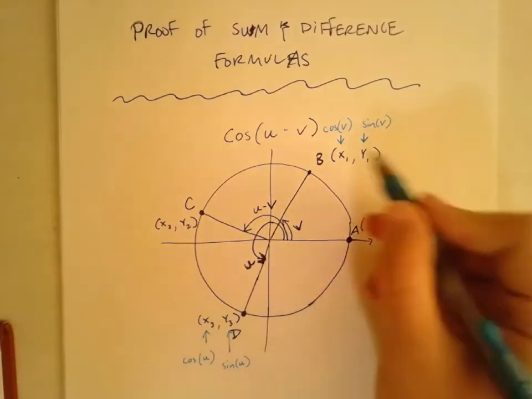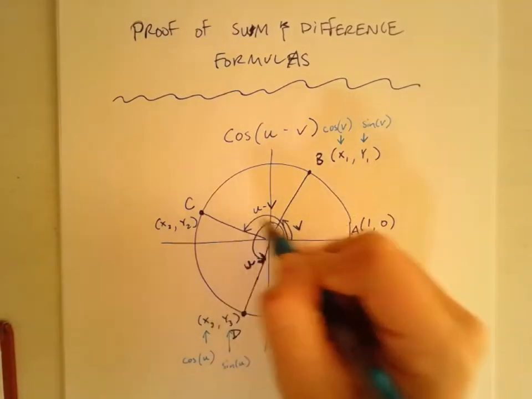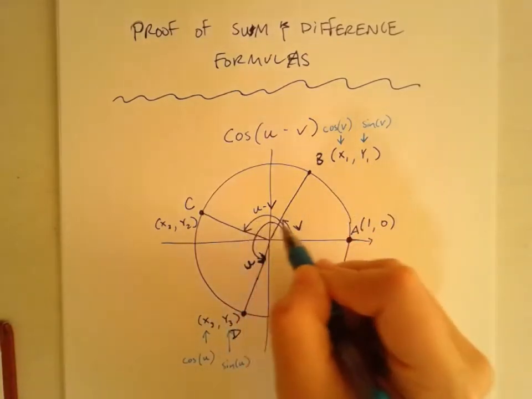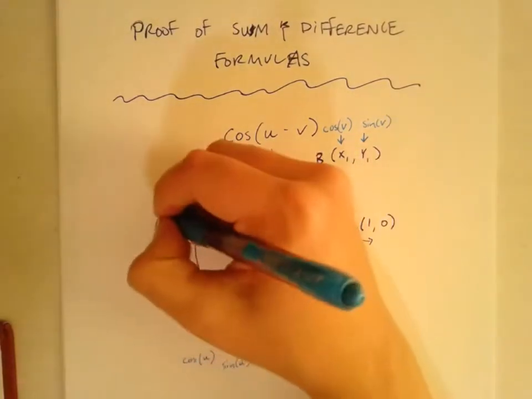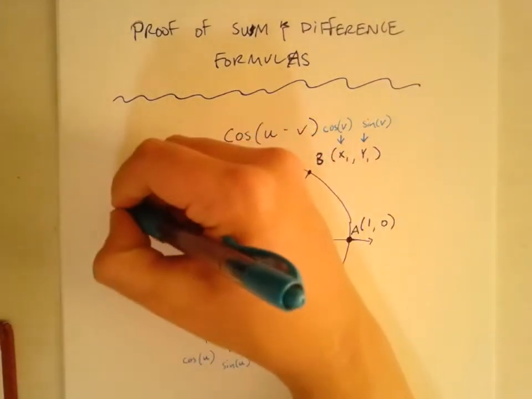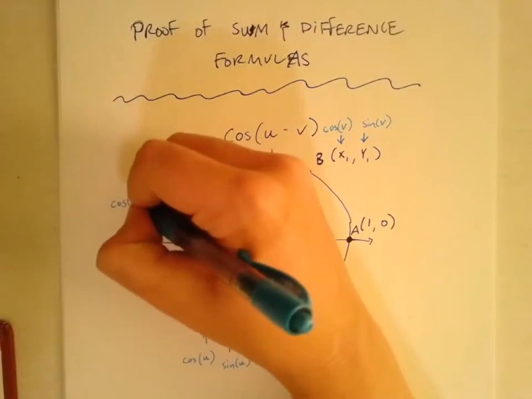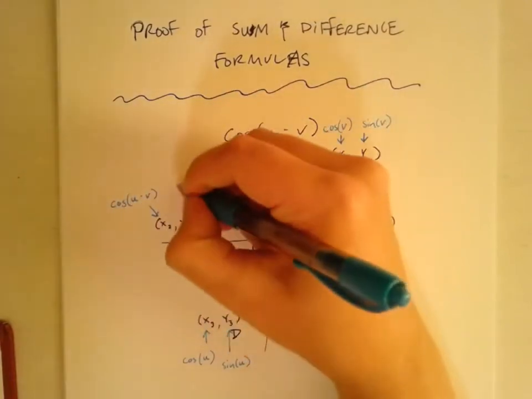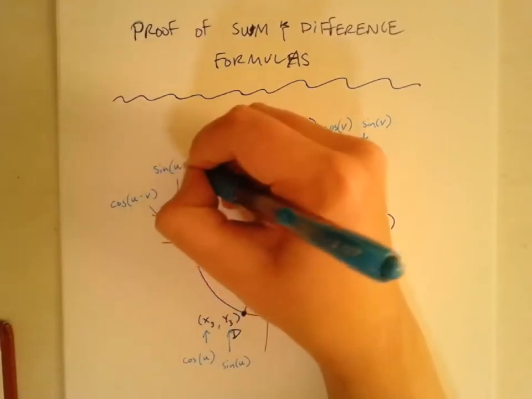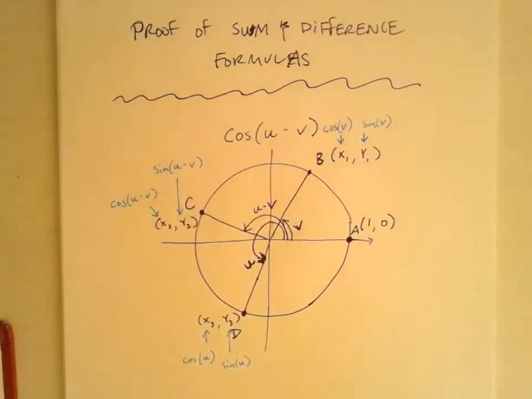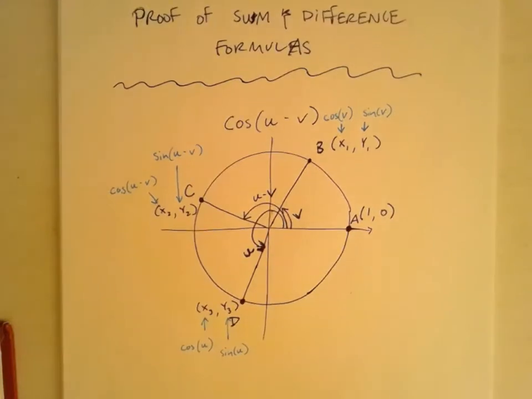And just like before, at this U minus V angle, whatever it is, I also have sine and cosine of that angle. So my x sub 2 can also be talked about as cosine of U minus V, and my y sub 2 can also be talked about as sine of U minus V. Okay, so this is really just a visual representation of what cosine u minus v is.